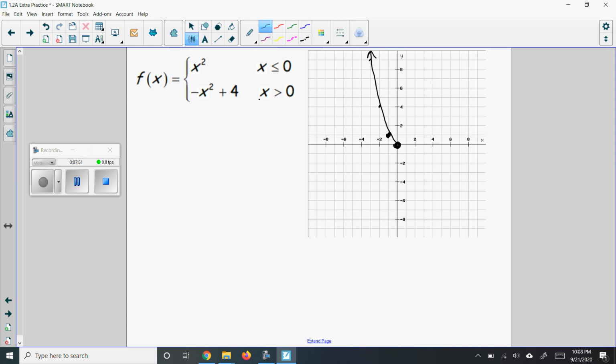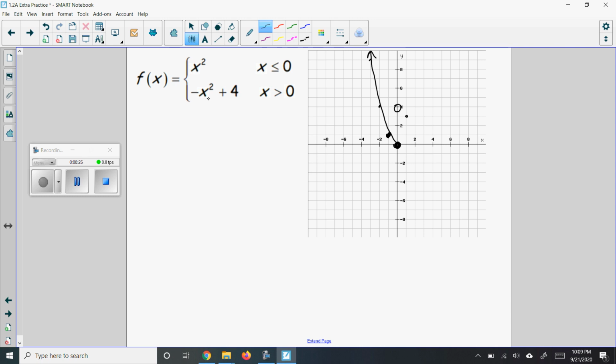All right, so now let's take a look at this. If x is 0, what is this chunk? Well, that's going to be 0 squared is 0 plus 4 is 4. So 0, 4 is going to be an open circle. Okay, so if x is 1, well, that's 1 squared is 1, but then I'm going to make it negative. So it's -1 plus 4, which is 3. So 1, 3.